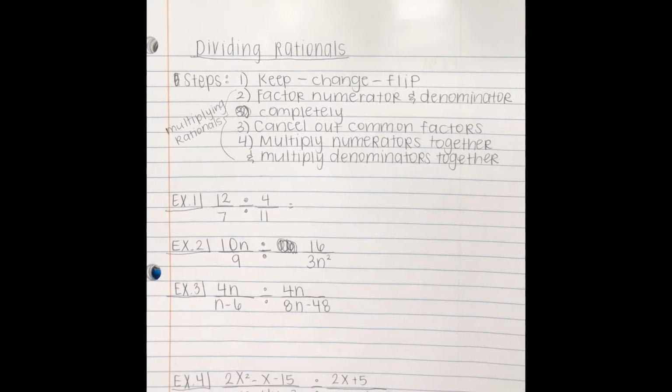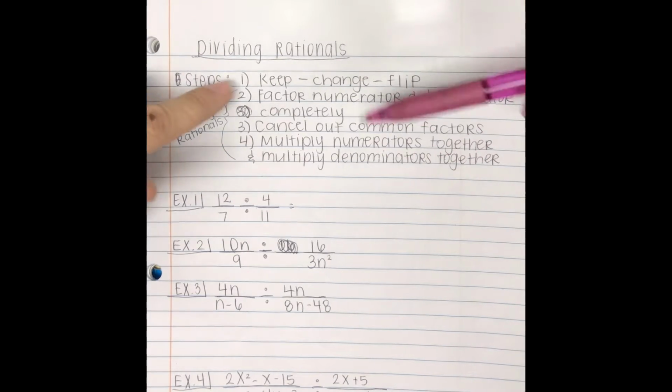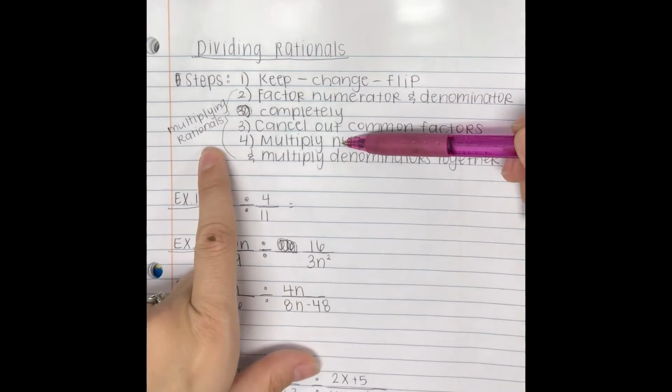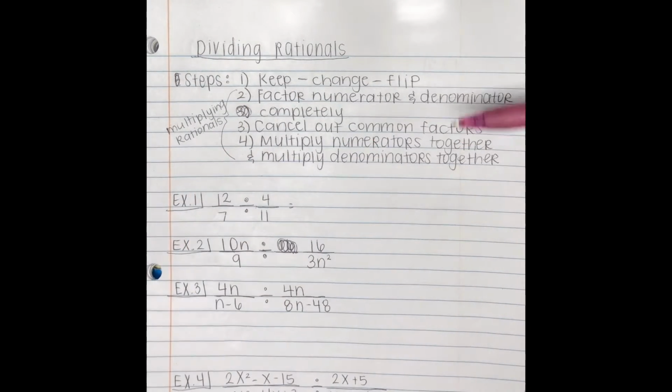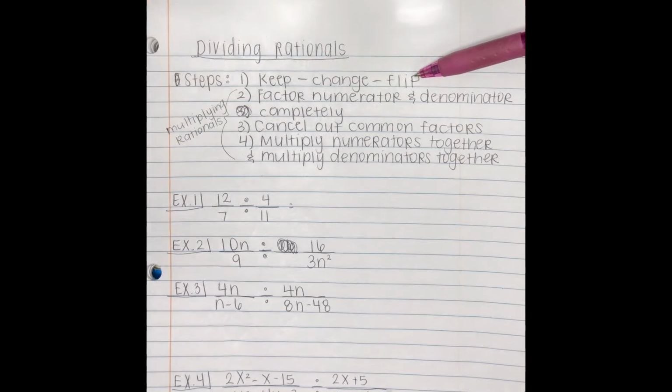All right, so we did multiplying rationals. Dividing rationals are almost exactly the same. You have one step, and then the other steps are just the steps for multiplying rationals. So the first step is keep, change, flip, because I think this is how some of y'all learned it back when you were younger.